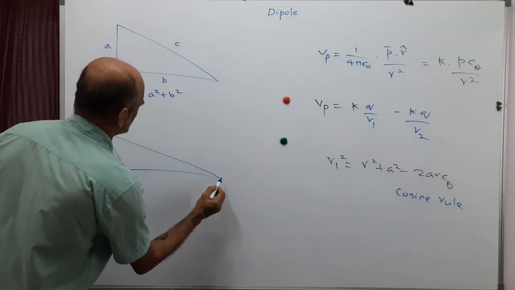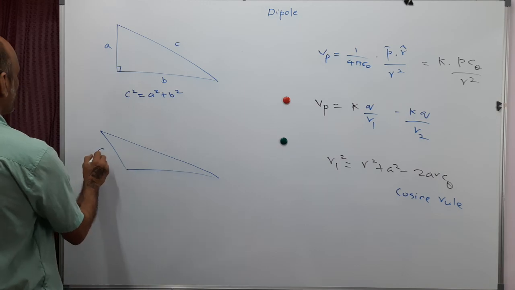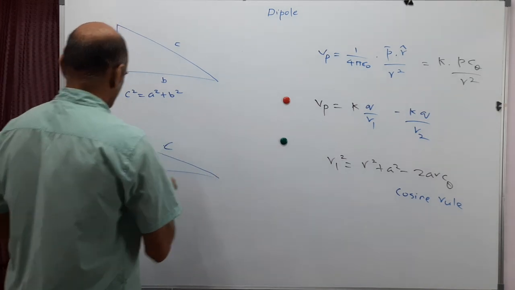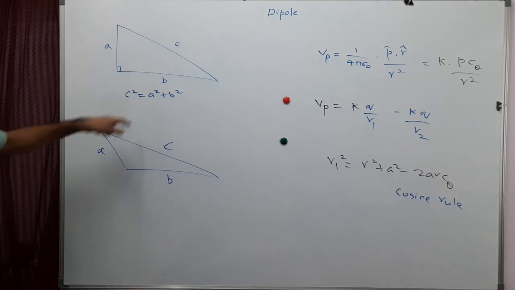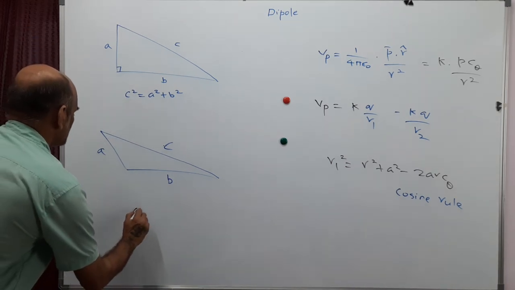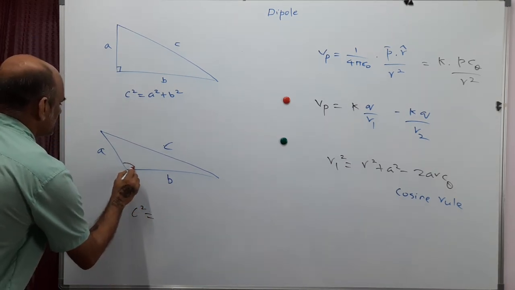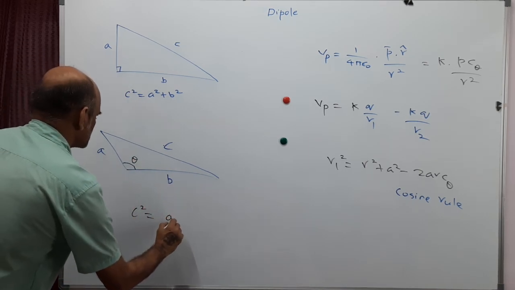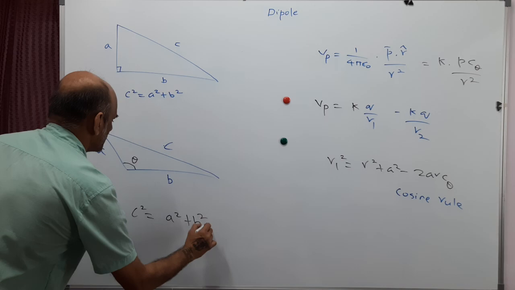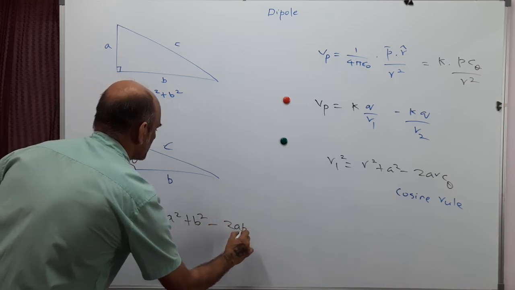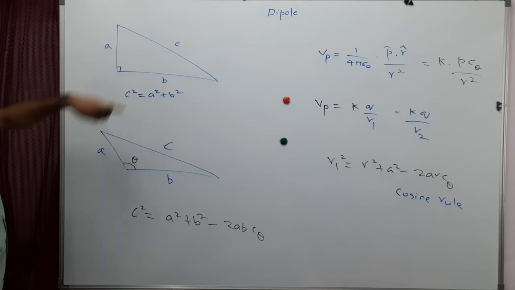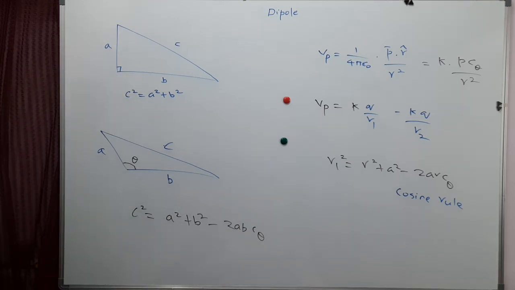It's not 90 degrees. It's not a right angle triangle. So A, B, and C. For this triangle, similar to this relation, we have C square, where theta is the angle opposite to C, which is equal to the sum of these two squares, A square plus B square minus 2AB cos theta. For a right angle triangle, theta is 90 degrees. So if you put theta to 90 here, this term will go, and you get this Pythagoras theorem.